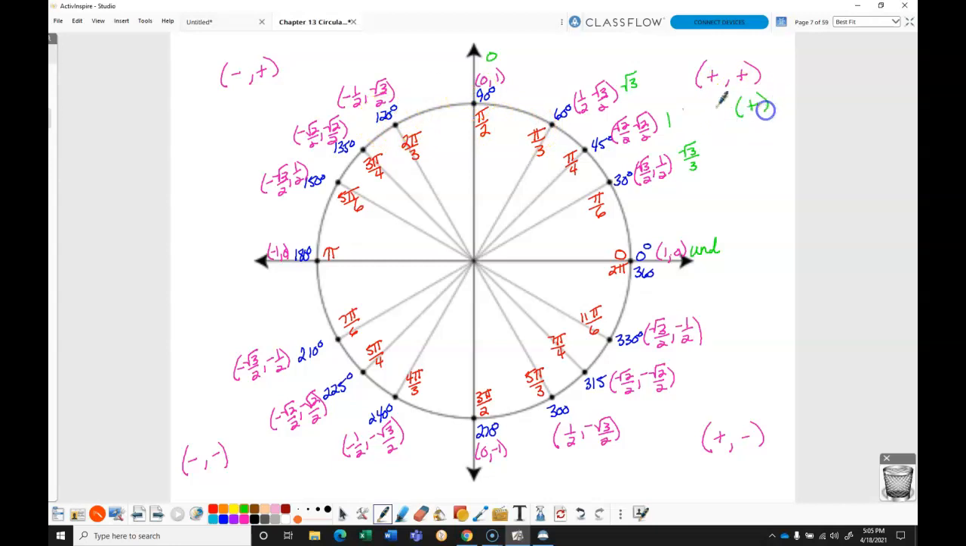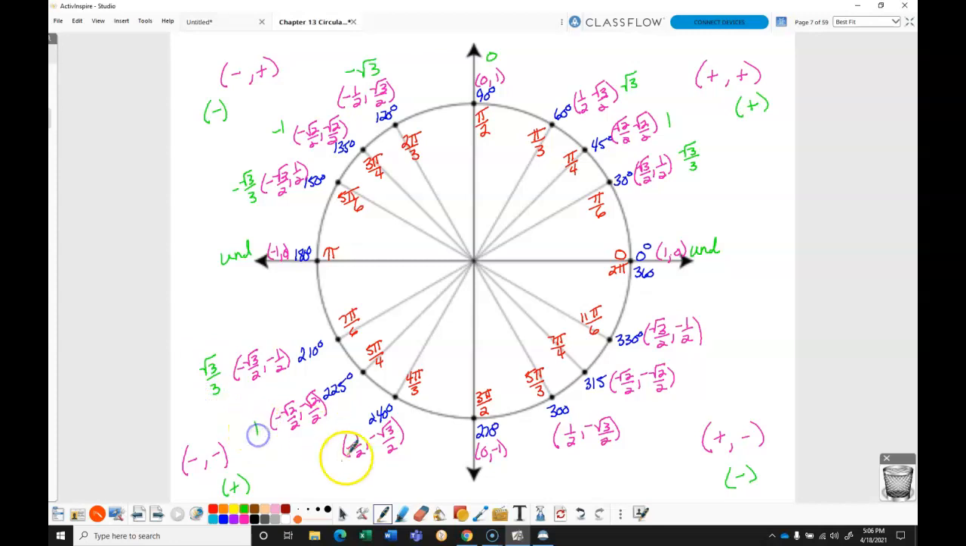All right. So we want to be able to do the exact value table again, just like we've done in the past. So angle measures, we'll start with 0 degrees, 30 degrees, 45 degrees, 60 degrees, and 90 degrees. Those radian measures are also 0, and 30 was pi over 6, and 45 was pi over 4, and 60 was pi over 3, and 90 was pi over 2.